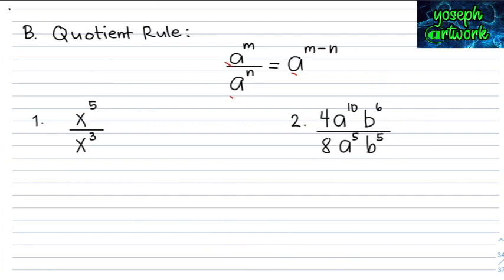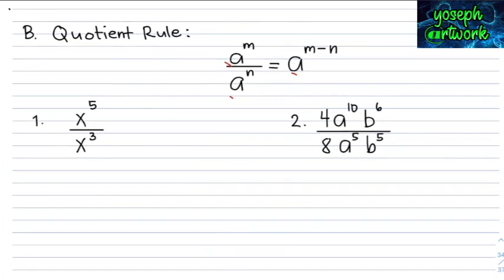That's why the answer is simply a raised to m minus n. So let's try example number 1. We have here the expression x raised to 5 over x raised to 3. So, sir, paano ba ginagawa or paano ba sinisimplify yung ganitong klaseng expression? Given this kind of expression, all you need to do is to apply the quotient rule.